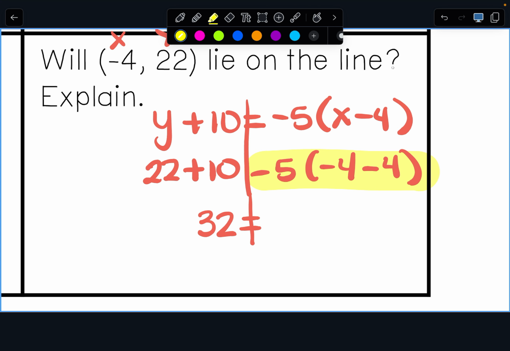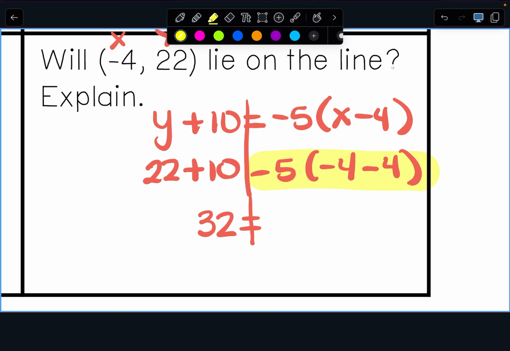That is 40. Yes, it is 40. One mistake students may make is putting negative signs wrong. If a negative sign is in the middle of two numbers, it's a minus sign.